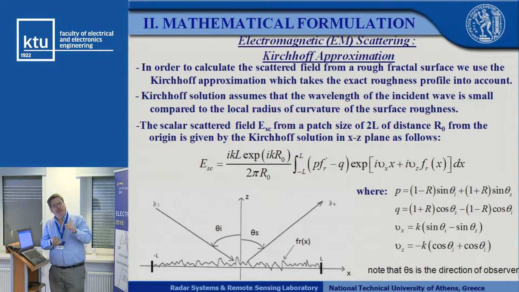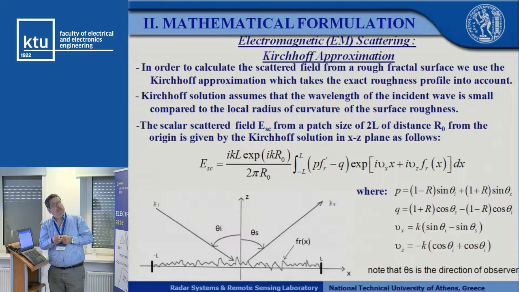And of course, there are some limitations to this approximate method. For example, the surface cannot be very, very rough. If you have very deep corrugation, very large RMS height sigma, then this approximation becomes worse and worse. So this is for more or less smooth surfaces.